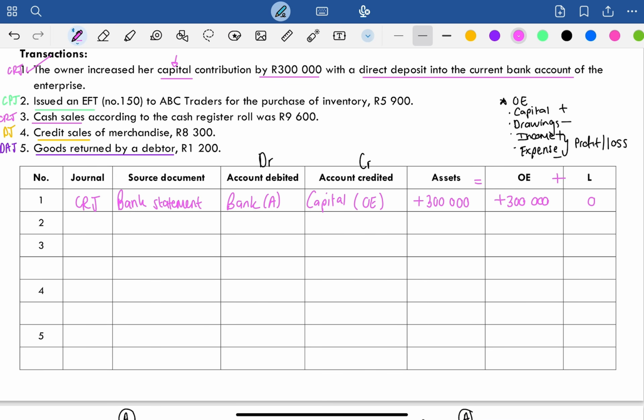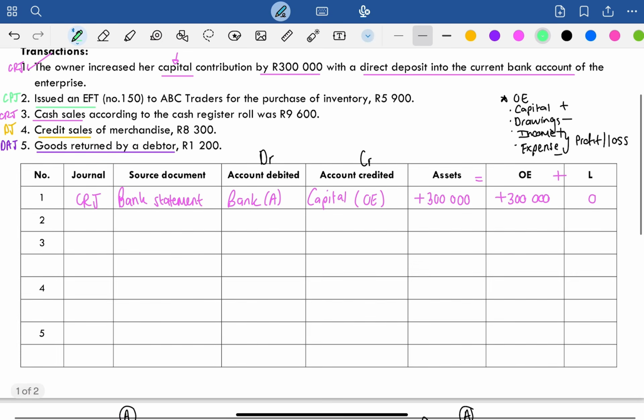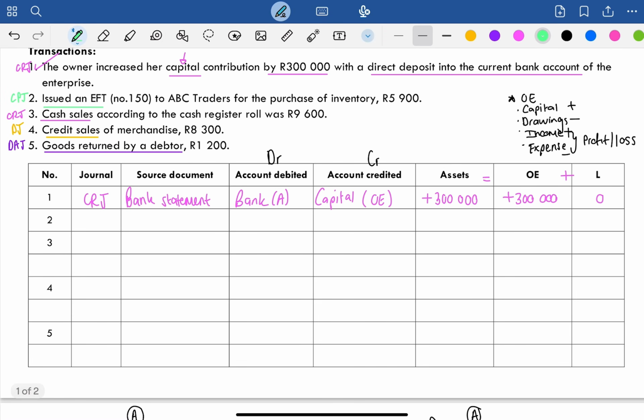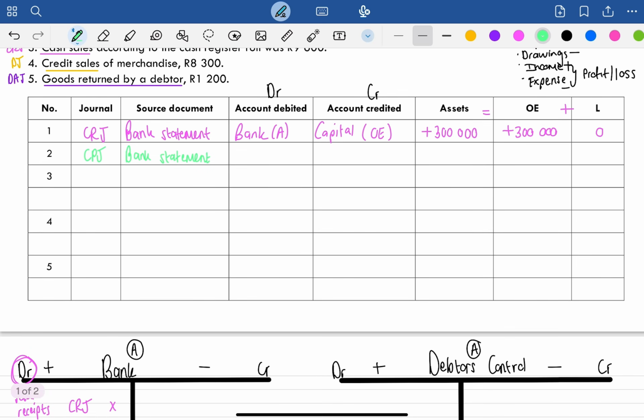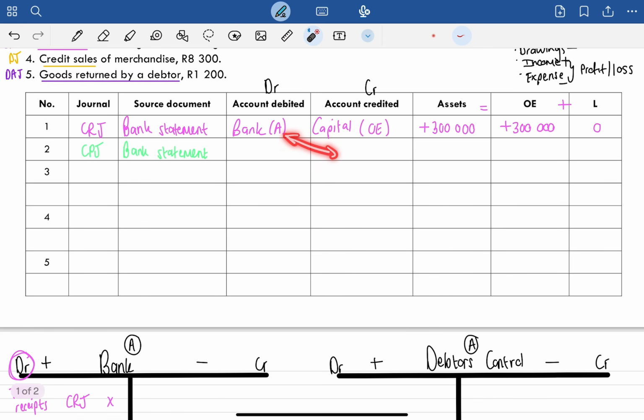Perfect, that's number 1. Number 2, issue an EFT number 150 to ABC Traders to purchase inventory. So in this case, our journal is CPJ. The bank statement will also be the document because it's an EFT. And then if you think about this logically, when we had the CRJ, bank was debit. So CRJ and CPJ are really opposite. So that should already tell you that bank can't be on the same side.